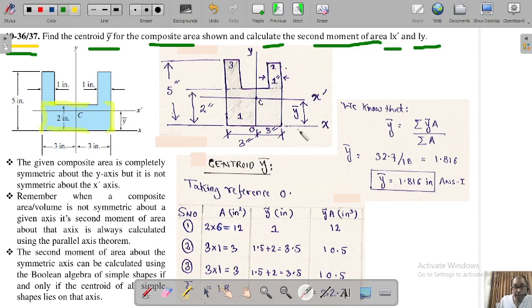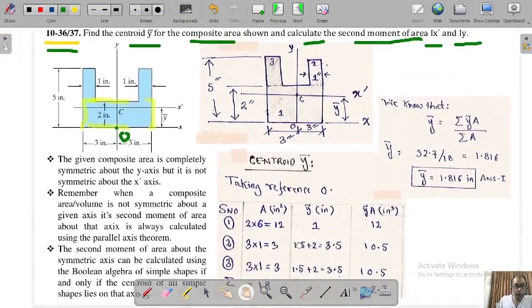Our first prime target, given in the question, is to calculate the centroidal coordinate y bar, from this point to this point. This is the most important target. This is our x' axis, this is y. Now the picture is clear, with the dimensions, and a very important point: this is going to be our origin. All the calculations will be done from this origin.